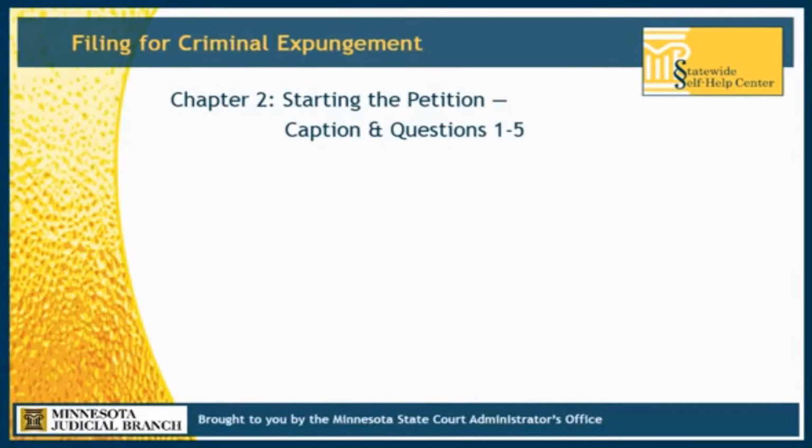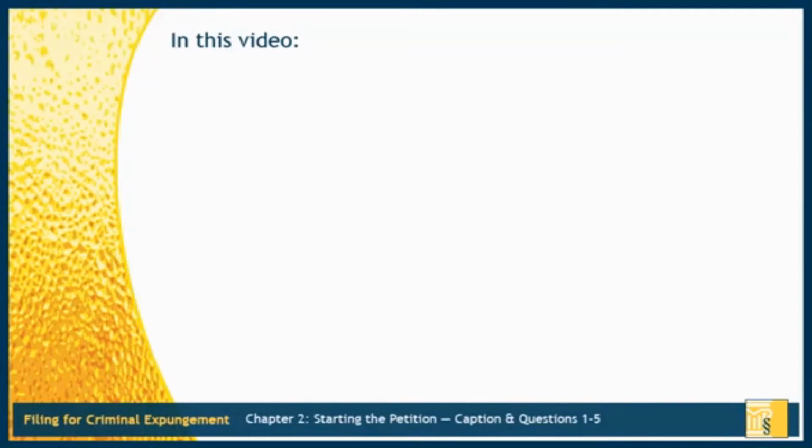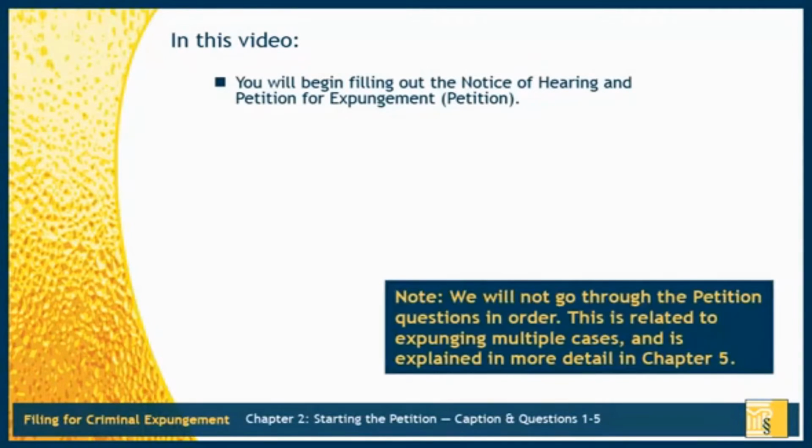Chapter 2, starting the petition, caption, and questions 1 through 5. In this chapter, you will begin filling out the caption and questions 1 through 5 of the Notice of Hearing and Petition for Expungement. We will refer to this form as the petition.